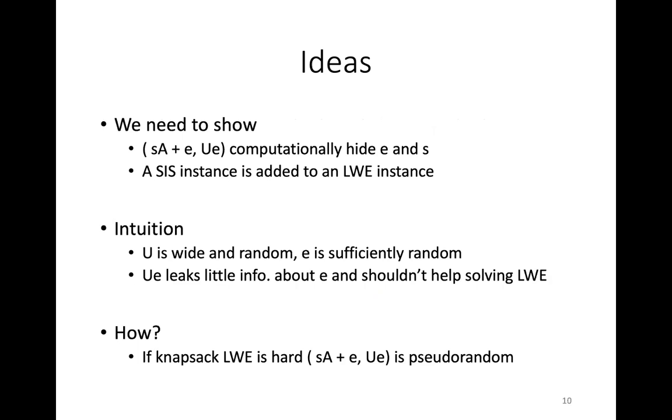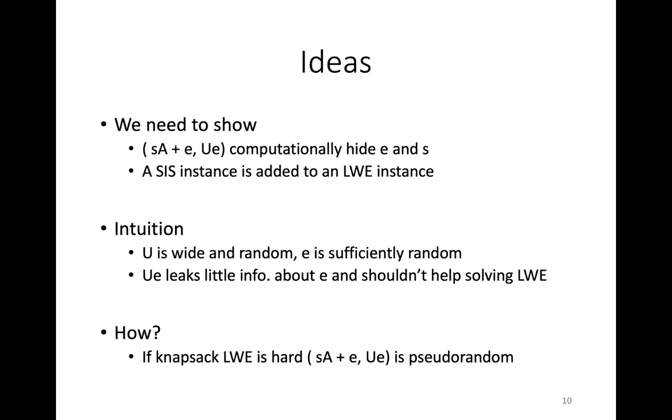So essentially here is the abstraction. What we need to show is that the LWE term S times A plus E and the CIS term U times E computationally hide E and S. So here it really looks like a CIS instance is added to the LWE instance. Intuitively this works because U is wide and E is sufficiently random. So ideally U times E leaks little information about E, so it shouldn't help anyone to solve LWE.